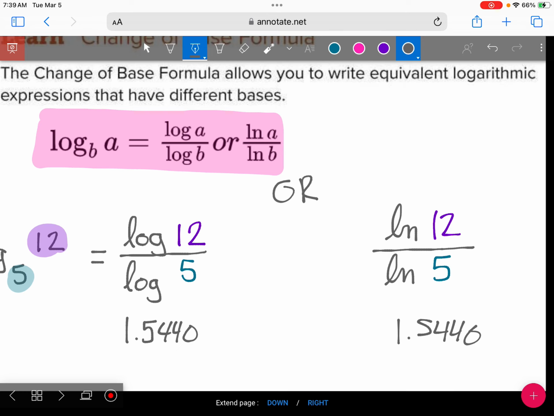So we're going to practice using this change of base formula today because this is how we're going to get exact answers when we don't wind up with whole numbers.